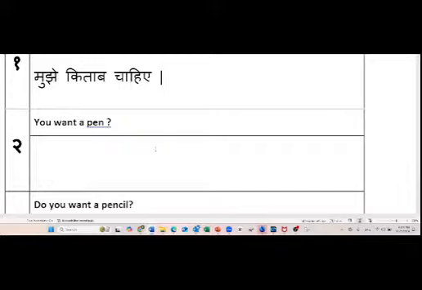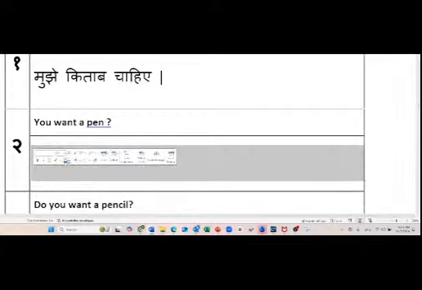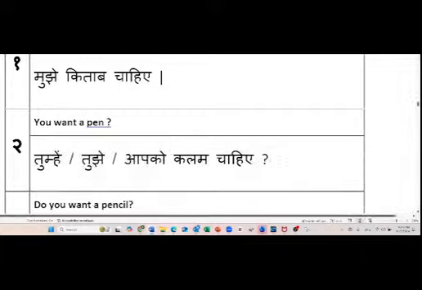तुम्हें कलम चाहिए. तुम्हें कलम चाहिए. Very good. तुम्हें कलम चाहिए. So what is the Hindi word for pen in here? कलम. Kalam. Now you can say तुम्हें or you can say तुझे. Either of the two. तुम्हें comes from तुम, तुझे comes from तू.